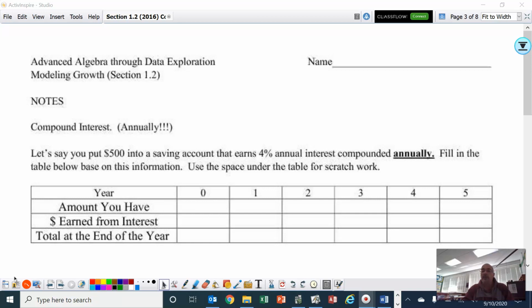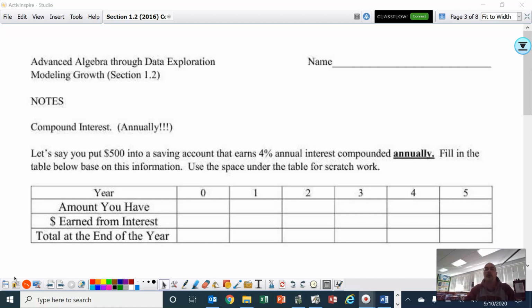All right, so in section 2, we're going to talk about compound interest. Now, in the last lesson, we learned about arithmetic and geometric sequences. And you're going, well, how does that relate to compound interest? Well, you will soon find out. Now, we're going to imagine that we put $500 into a savings account and it's going to earn 4% annual interest compounded annually. Now remember, annually means once a year. We're going to fill in the table. So if you need to pause, you can pause and make that table in your notebook.